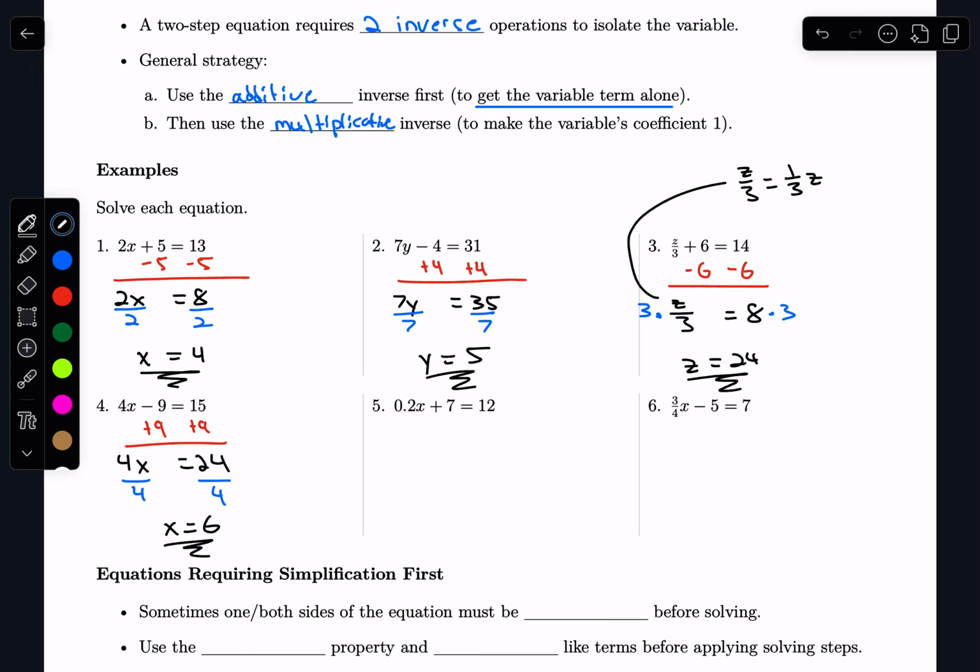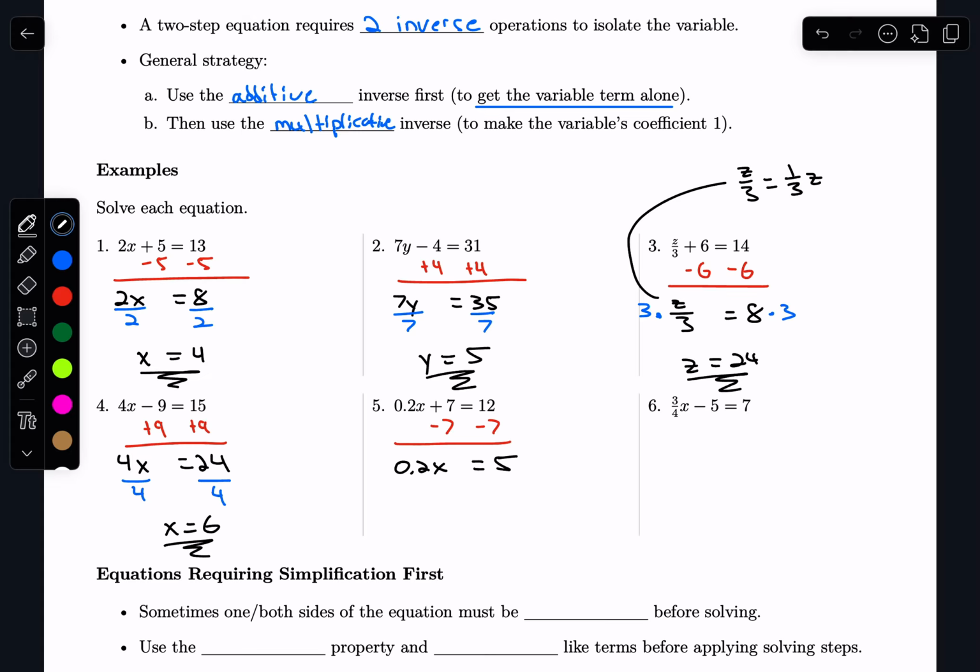Okay, number 5 is our first one that's a little bit tricky. We have 0.2x plus 7 equals 12, otherwise stated as 2/10 x plus 7 equals 12, where we're going to do the same step first, additive inverse, get that 7 to the other side by subtracting 7. So we're now left with 0.2x equals 5. Now we have a couple options though. I'm going to show you essentially 3 different ways we can do this.